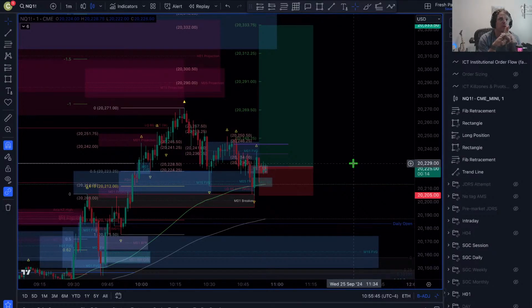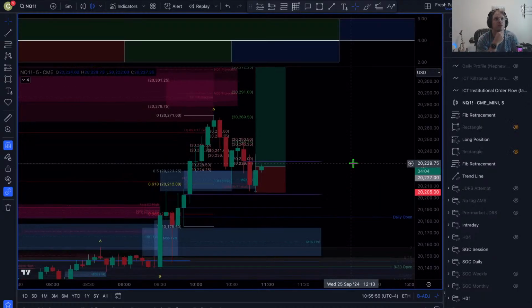Yeah, but it wasn't a market structure shift. It was more of a change in state of delivery, right? Market structure shift, you need to close with a high. Change in state of delivery, you just need to displace, change those displacements.